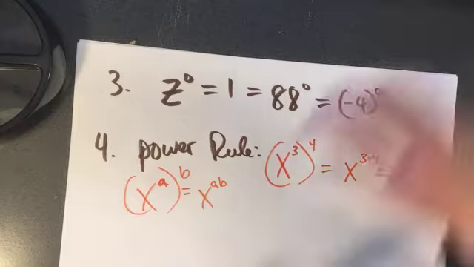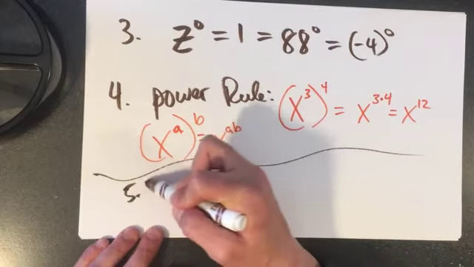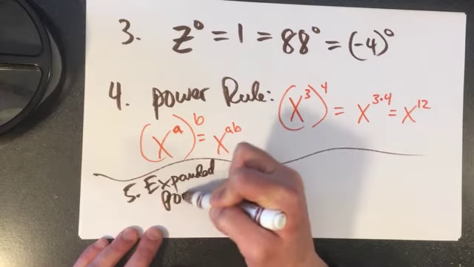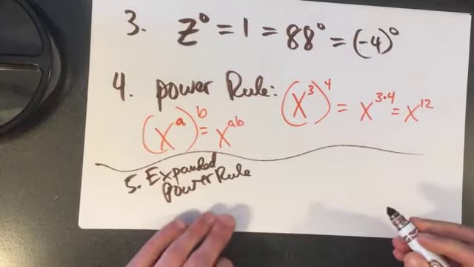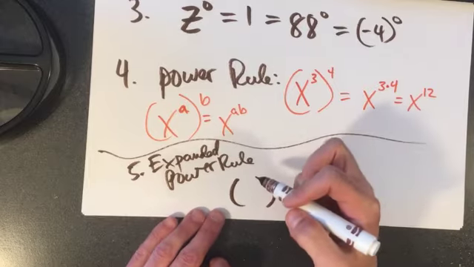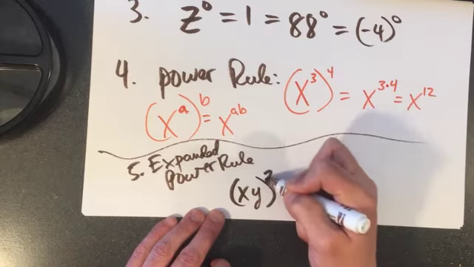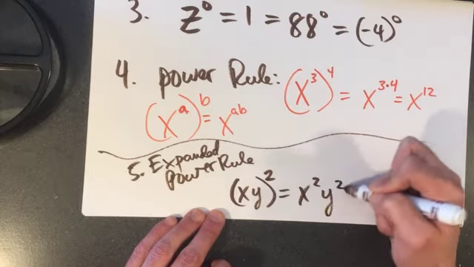These are just some variations of the power rule. This is number 5. We'll call this the expanded power rule. Ooh, a lot of writing there. This just states that if we take things in parentheses, say we have x and y inside the parentheses, and these were squared, notice that both the x gets squared and the y gets squared. We don't skip one.